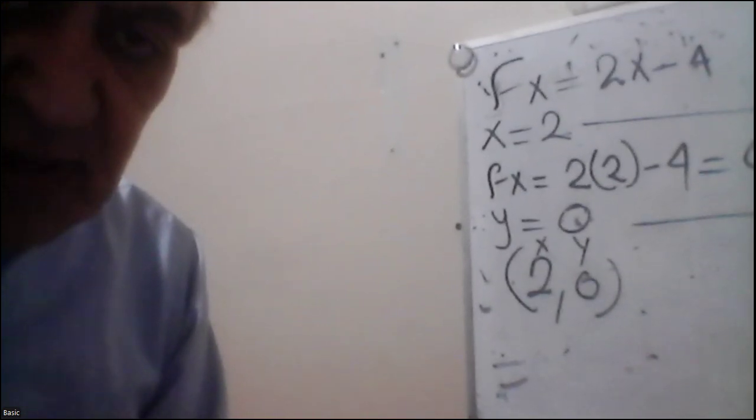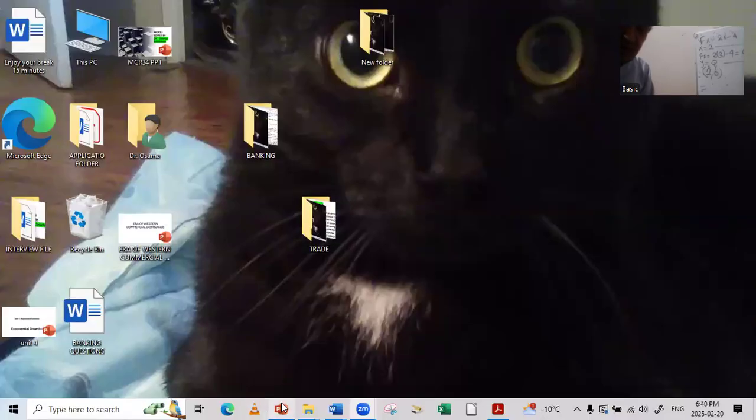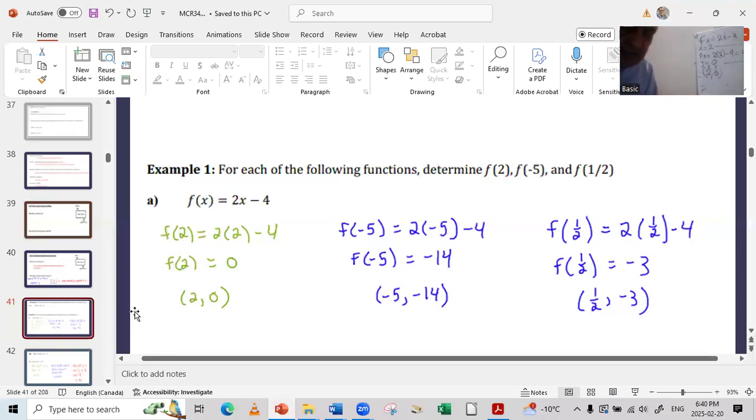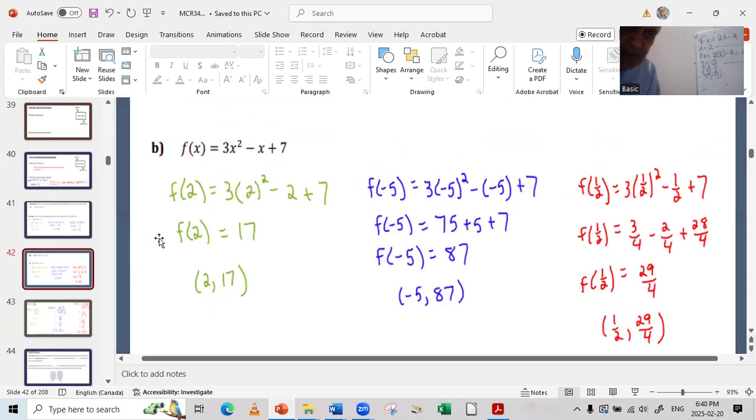I'll share the screen back to go to other ideas in our curriculum. And I will just move forward right now into another slide. Here's the slide which I'm working on. These are other examples. All the examples are the same.